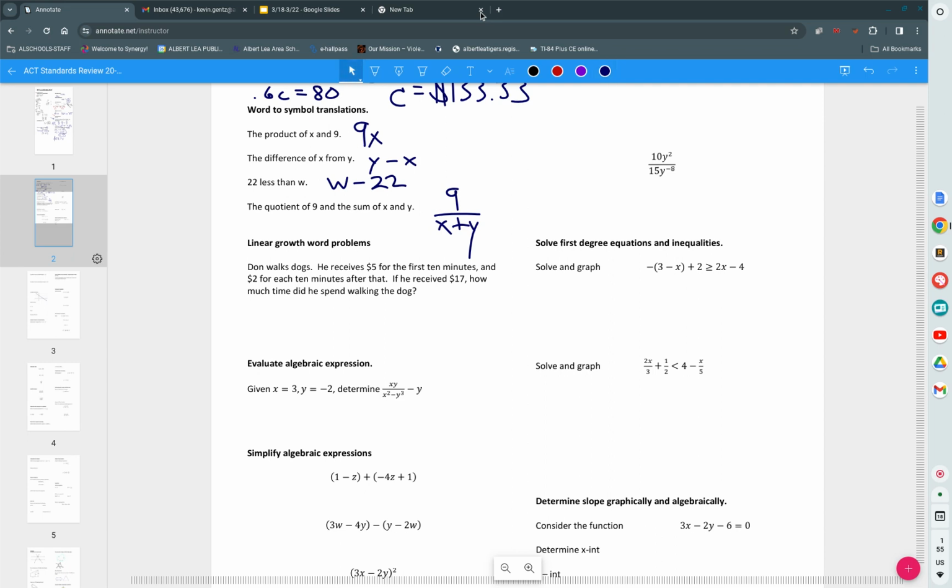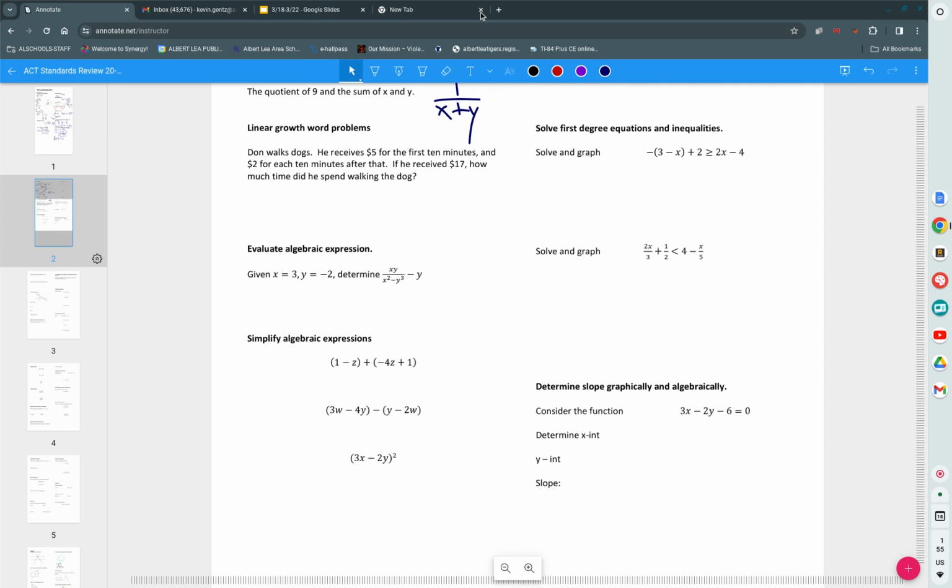I always see a problem of what I refer to as linear growth. This is a great situation. Don walks dogs, receives $5 for the first 10 minutes, $2 for each 10 minutes after that. If he receives $17, how much time did he spend walking the dog? See if you could quickly do that problem.